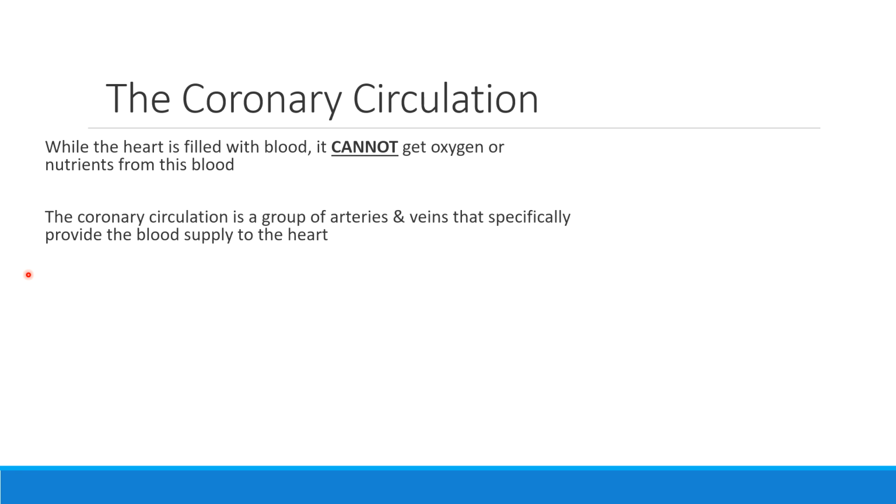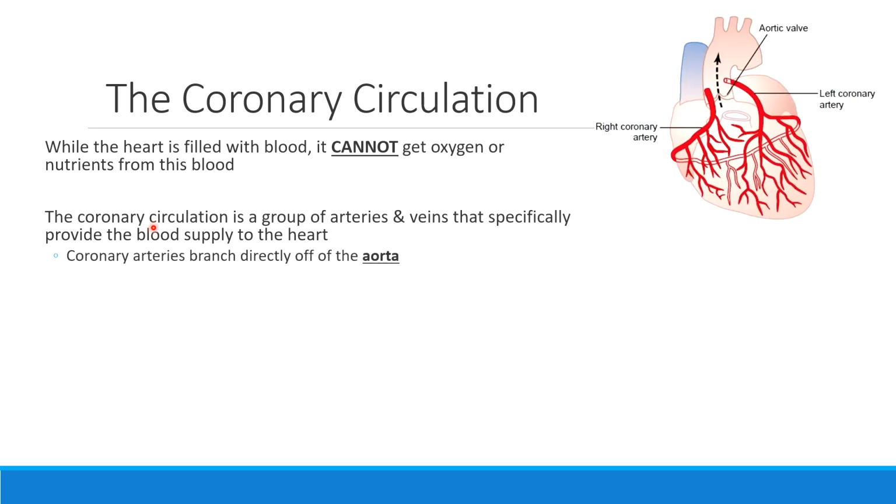So we have what's called the coronary circulation, which is a group of blood vessels that are found on the outside of the heart. These are the blood vessels that specifically give it blood supply. So all that blood that's inside of it, not helping it to breathe, in air quotes, or to eat, again in air quotes. It has to have its own coronary circulation to do that.